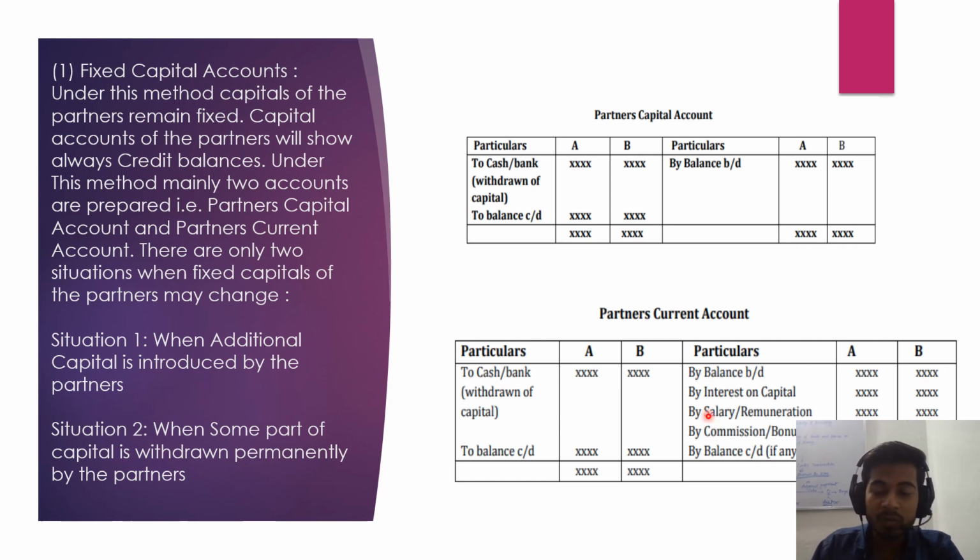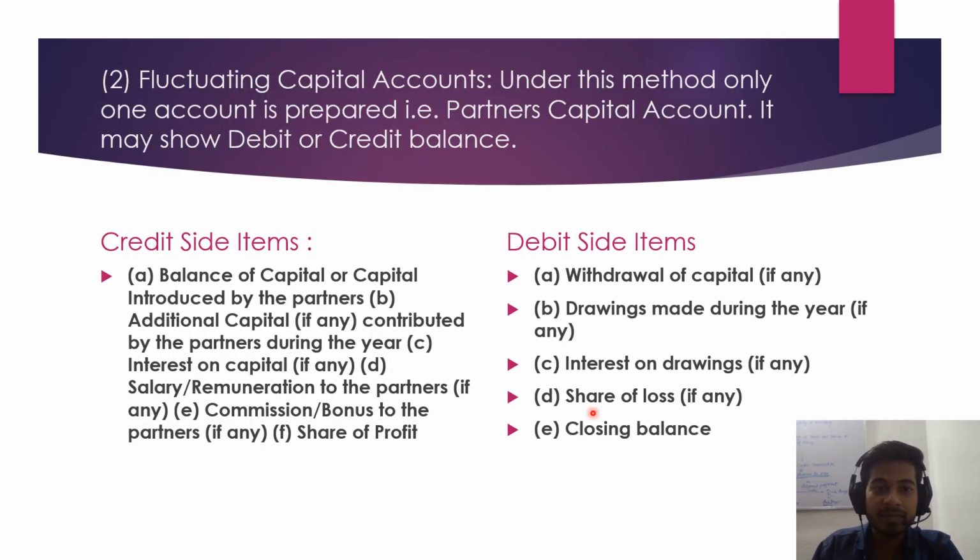Okay, now move to our fluctuating capital method. So fluctuating capital account or method. Under this method, only one account is prepared, that is partner's capital account. It may show a debit or credit balance both. Okay, so what are the credit side items? Let's see. Number one, balance of capital or capital introduced by the partners, that is the capital in the beginning. Second is additional capital, if any, contributed by the partners.